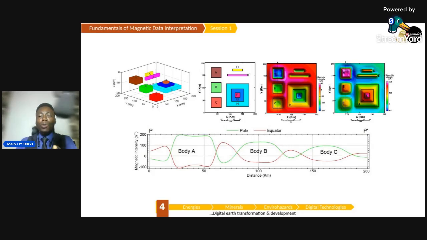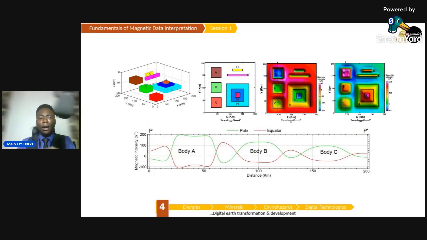So for somebody who has been so used to dealing with magnetic data at the pole, and you give such a person the magnetic data at the equator, if the person doesn't have this global perspective of magnetic data interpretation, this global mindset, such a person will just make a false interpretation of the data, assuming that what is looking high in the equatorial magnetic data is high magnetization, which is not true. At the pole, high magnetic field is high magnetization. But at the equator, your low magnetic field recorded is actually high magnetization.